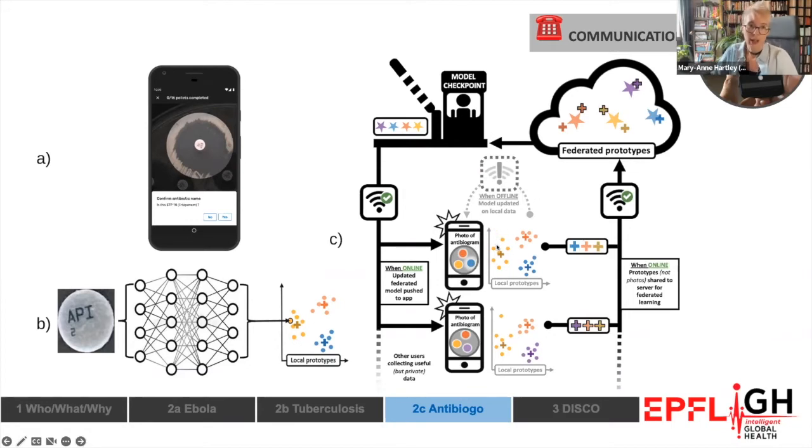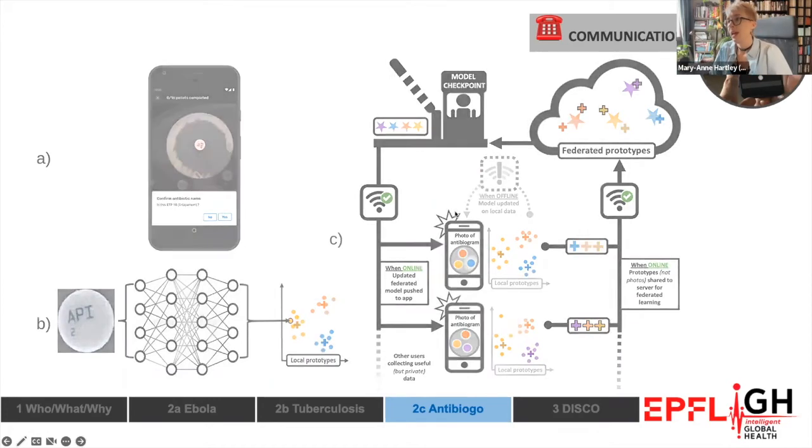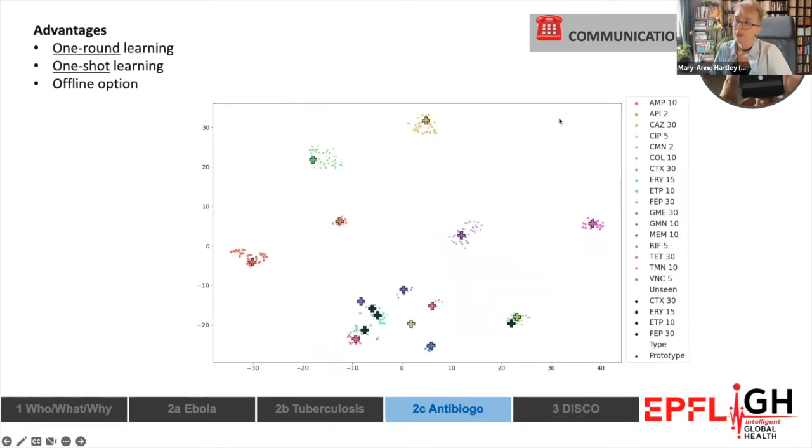And when it is online, eventually, all you have to communicate is your prototype, rather than having multiple rounds of communication for normal federated learning. So when it's online, you just share your prototypes, and the prototypes then can be computed before they are checked and pushed back to the model. So you update your understanding of the prototype map. And yeah, so this is multiple advantages.